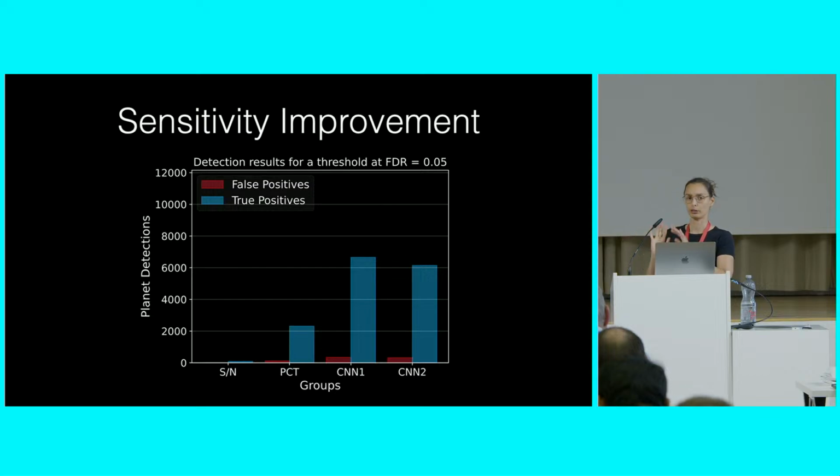Just for the record, I don't know if I made this clear, but these are simulated planets in real SPHERE noise, right? The signal-to-noise ratio will only find, out of those 12,000 planets with water, 88 of them. And the CNNs can find more than 6,000, so we have more than 50% sensitivity.